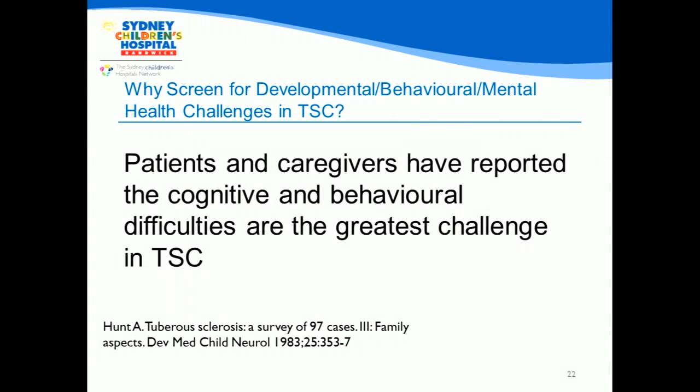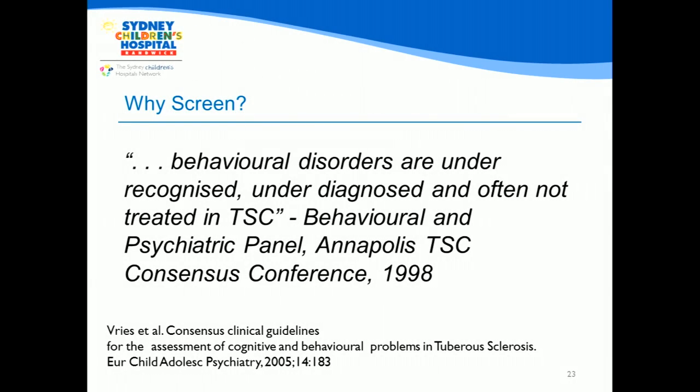So why is it important? Well, patients and caregivers often report that the cognitive and the behavioural difficulties are the greatest challenge in TSC. I think that depends what age you're at and what the epilepsy is doing, but that does seem to be a consensus over the lifetime. We know that they're under-recognised, under-diagnosed and under-treated. This is from nearly 20 years ago, the 1998 conference, but things haven't improved massively.